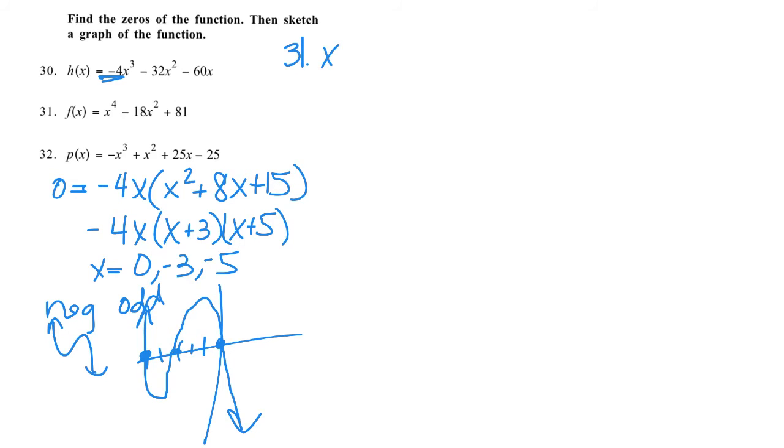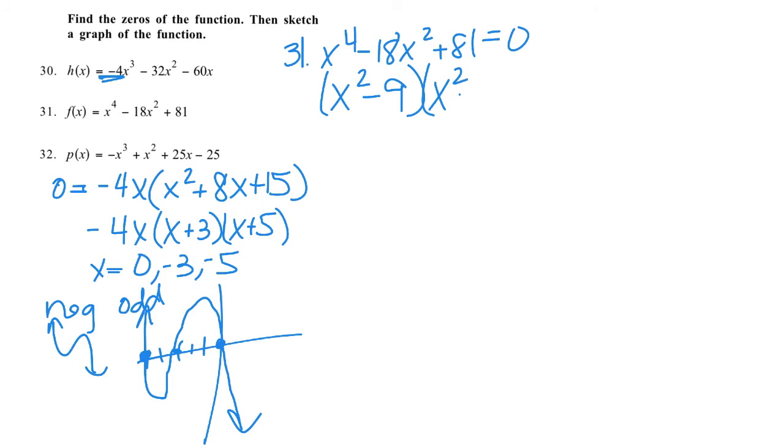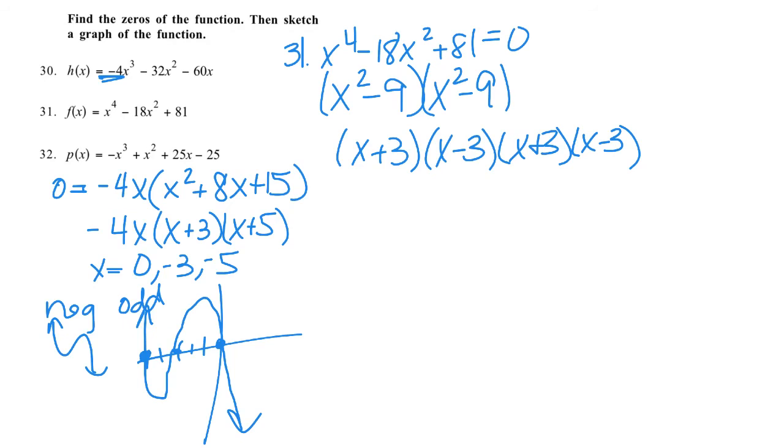31 is x to the 4th minus 18x squared plus 81, which is a quadratic form. That's x squared minus 9 and x squared minus 9, because negative 9 and negative 9 multiply to 81 and add to negative 18. That factors to x plus 3, x minus 3, and x plus 3, x minus 3. Neither of these are positive. These are both difference of squares. So we have a double root of 3 and negative 3.